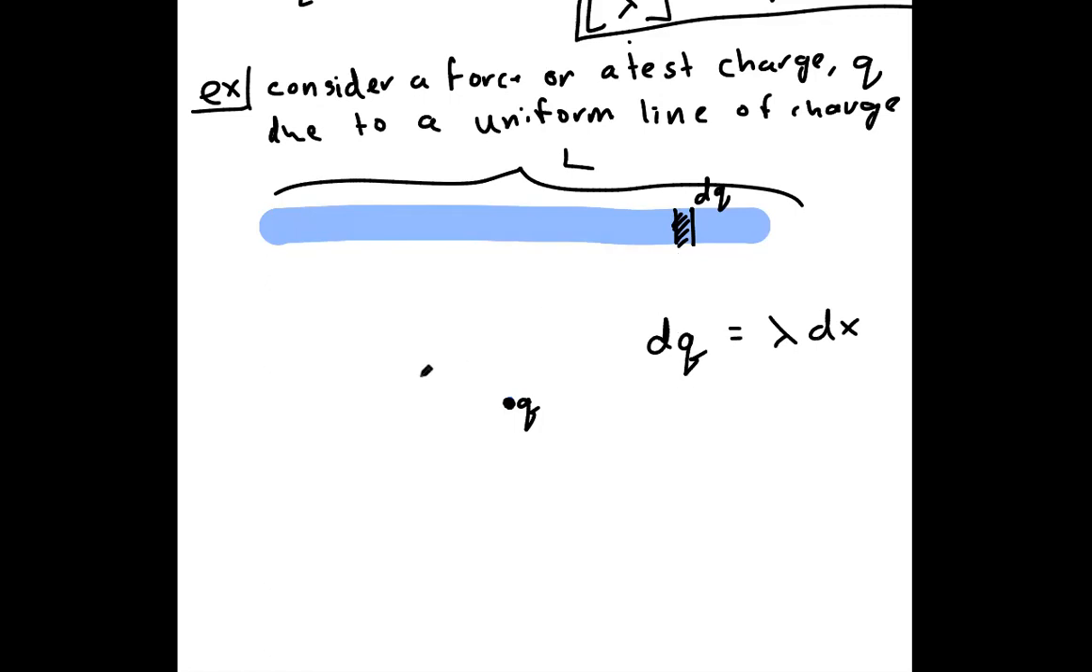So now all we have to do in order to find the force that dq exerts on Q is as follows. dF is equal to kq times dq over the distance between dq and q. So we'll call that r squared. Let me just draw it. This is r. And that's in the r hat direction.